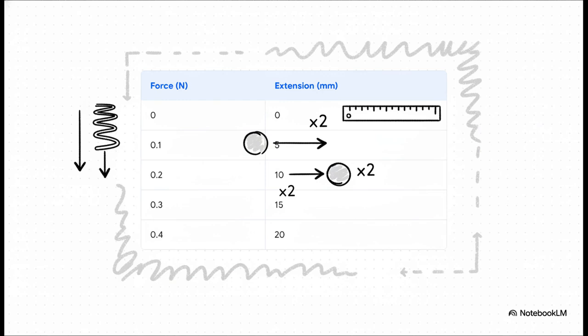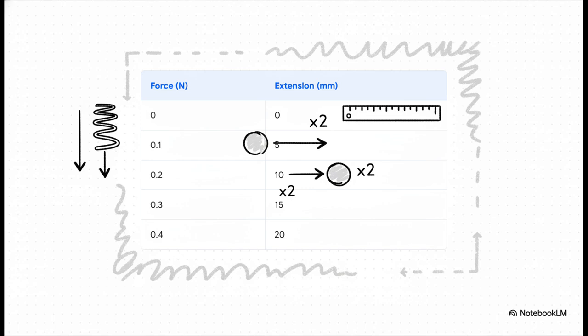And what happens when you start writing down the results? Well, you immediately see this incredible pattern emerge. Just look at these numbers. The force doubles from 0.1 to 0.2 newtons, and guess what? The extension also exactly doubles from 5 to 10 millimeters. The real-world data is perfectly lining up with the theory.